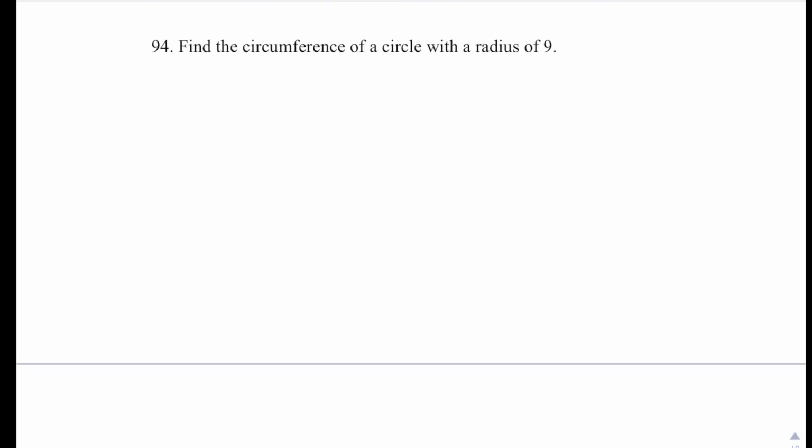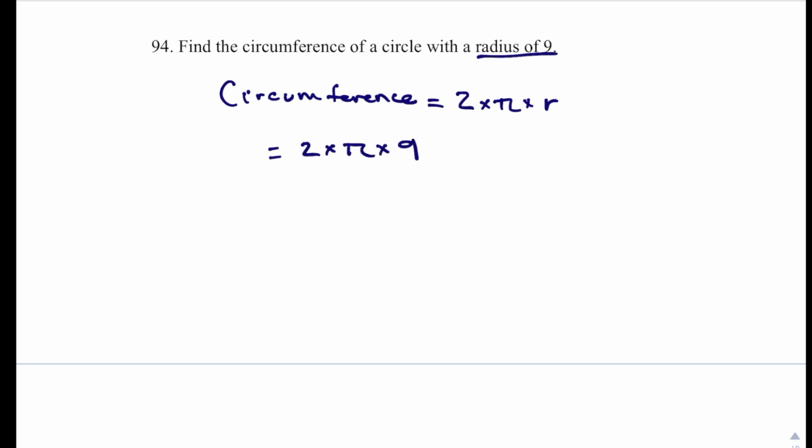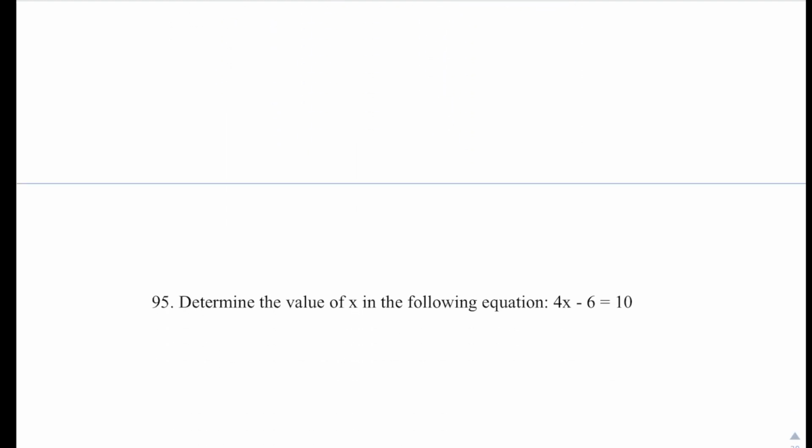Find the circumference of a circle with a radius of 9. So the circumference equals 2 times pi times r. So this will be 2 times pi times 9. So that's our r, which is going to equal 56.55. And again, you just plug this into your calculator.